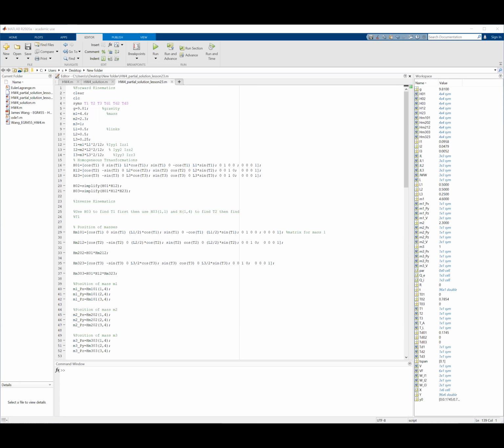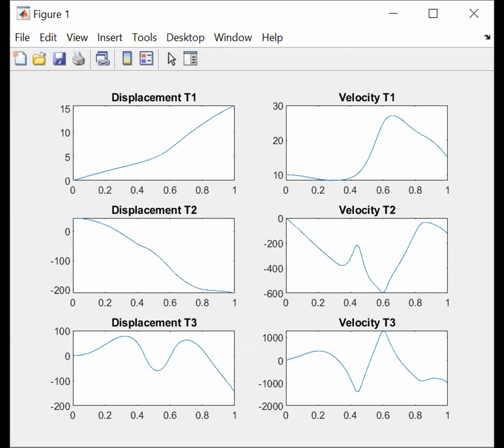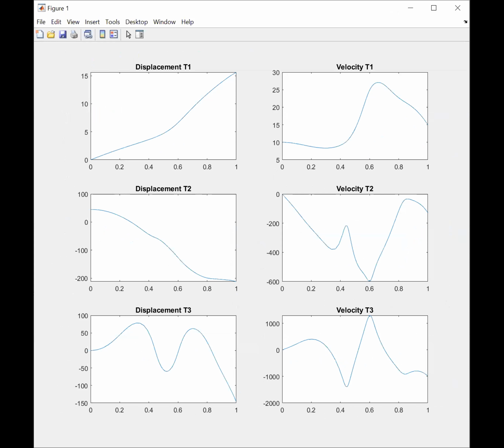And now I got some results. So what I'm going to do is I'm going to show those results. And these are the results of what I got from numerically integrating the differential equation of motion. You can clearly see the robot is unstable because there is no controller, because as velocity is changing, the displacement theta 1 continues to grow.